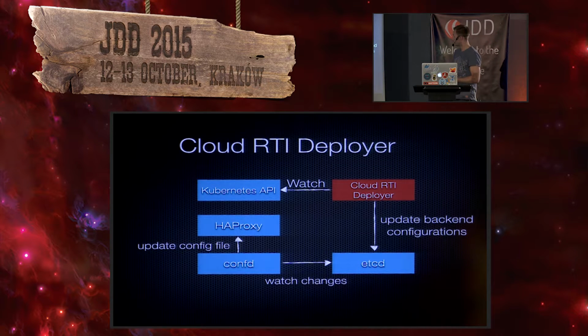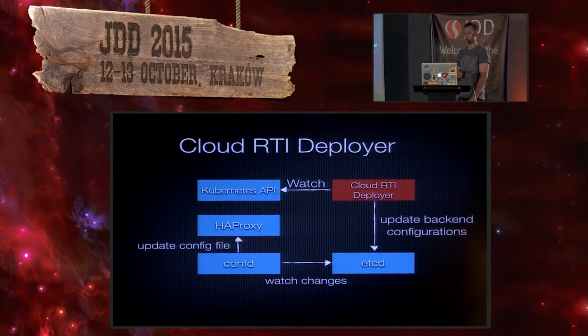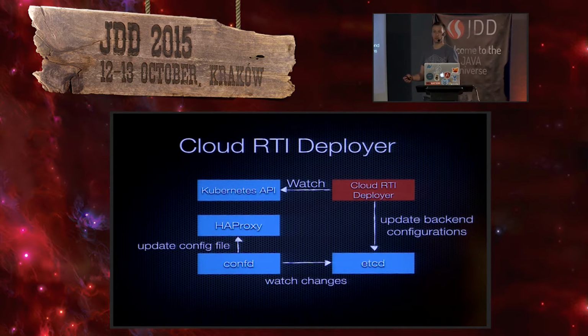Confd is monitoring etcd in turn. That's just a tool that's also open source. And it will reconfigure HAProxy to start using the new backends, or to stop using backends if some backends disappeared. So you see there's a lot of different components going on here. We have this deployer tool, we have etcd, we have confd, and that's the world you have to get familiar with if you start using Kubernetes for real.